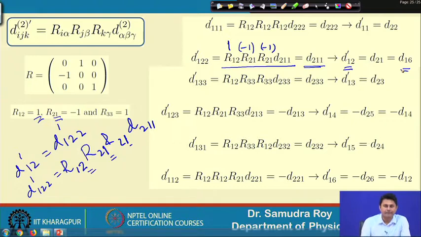D16. So, you can see that even after finding 10 independent components, these components are again equal to each other. So, D21 and D16, we know that they should be equal, and we are getting the same thing once again. Now, what happened to D133, the next term?